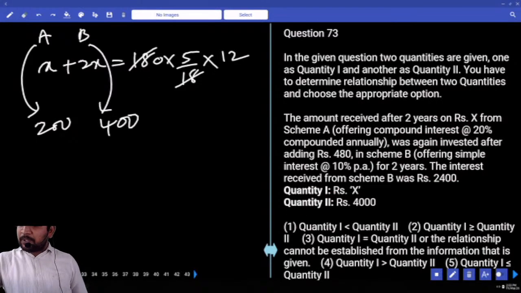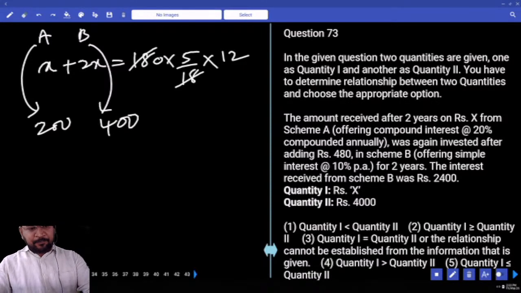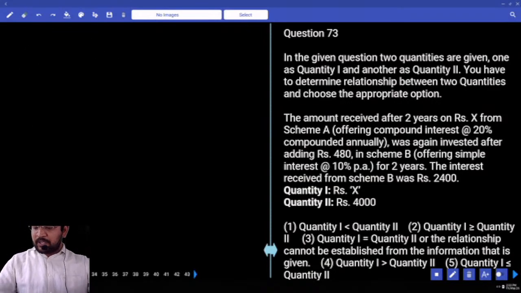The amount received after 2 years on X rupees from scheme A, offering compound interest at 20% compounded annually, was again invested after adding 480 rupees in scheme B, offering simple interest at the rate of 10% per annum for 2 years. The interest received from scheme B was 2400. So quantity 1 is X, quantity 2 is what? 4000. Just observe carefully here, all of you. I don't know that X rupees.